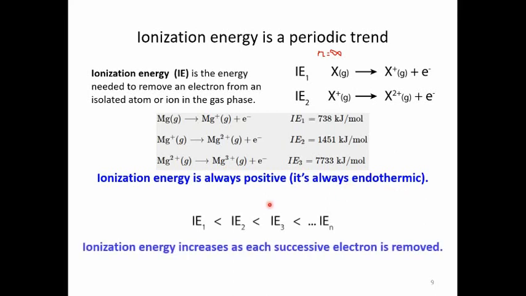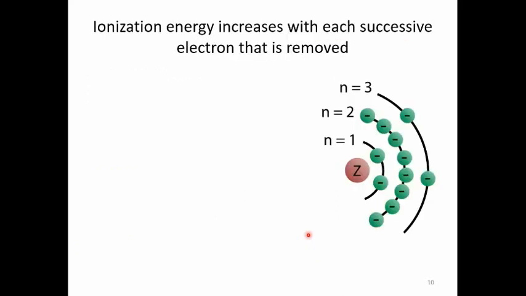What we also see is that ionization energy increases for each additional electron that is removed. So the second ionization energy is always greater in magnitude than the first, and the third is greater than the second, etc. Now, why does this happen? Let's look at it on an atomic scale.